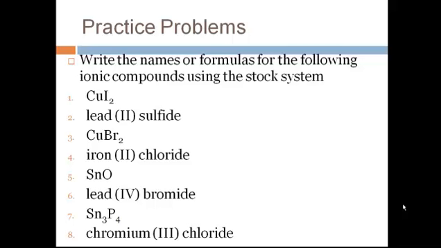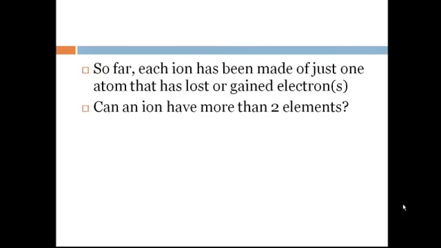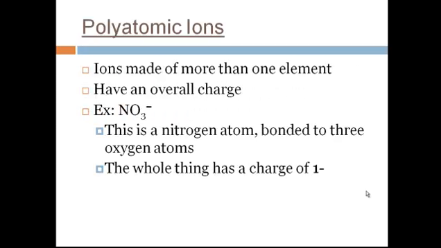The second half of class, we will move on to talking about ionic compounds that have polyatomic ions as part of them. So far, each ion has just been made of one single atom, like we have chloride or the sodium ion, just one single type of atom that has lost or gained electrons. So our question is, can an ion have more than 1 element? And the answer is yes, it can.